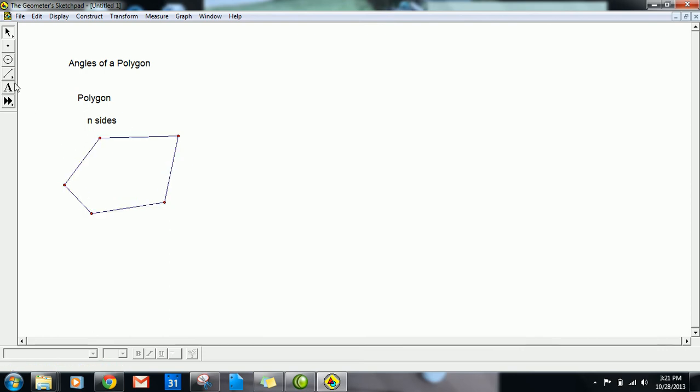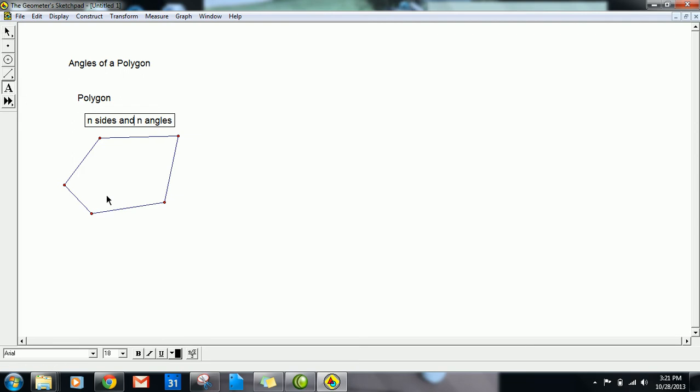And if there are n sides, there are also n angles, right? 1, 2, 3, 4, 5, right? So the sides and angles are the same. So if it has 5 sides, it has to have 5 angles. Make sense? Now, there's what's called an interior angle and exterior angle.